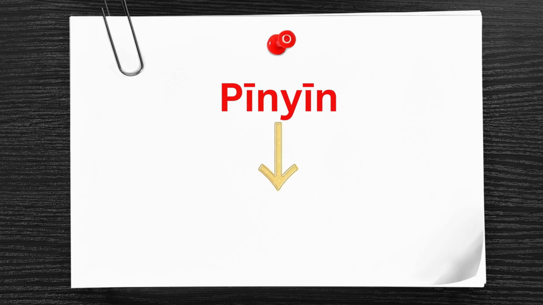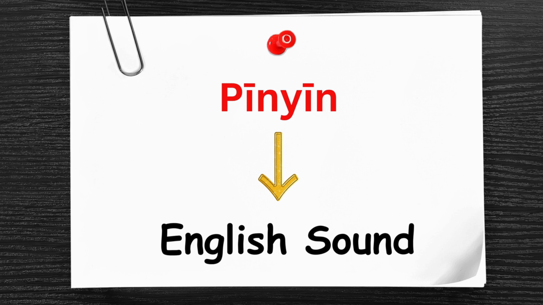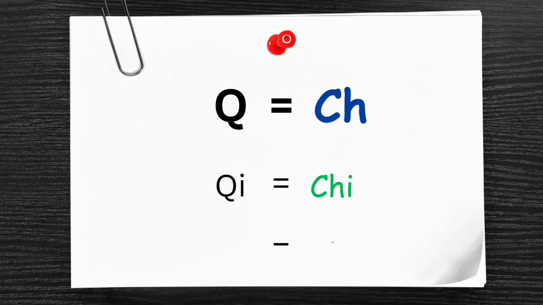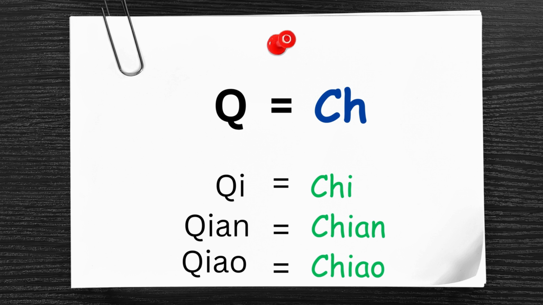Many Pinyin letters have the same sound as English letters, but there are some small differences. The letter Q must be sounded with a cha sound, like this: chi, qian, chow. Letter Q should be said with a cha sound.